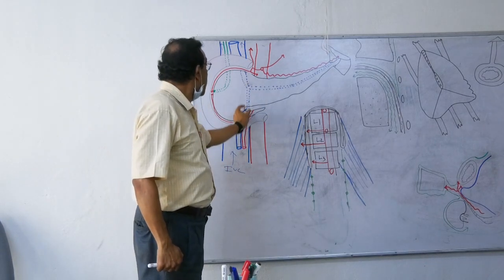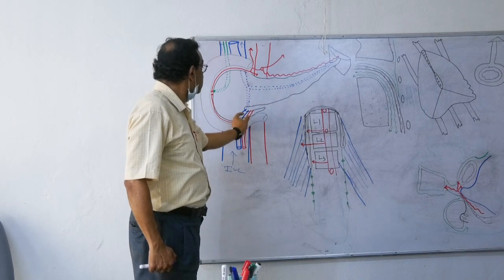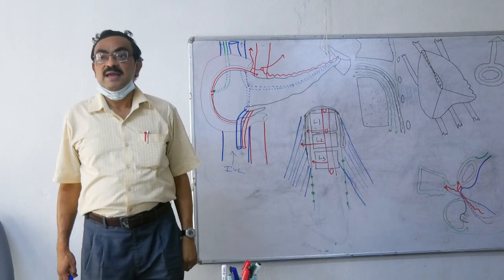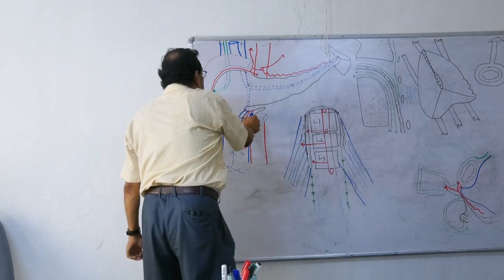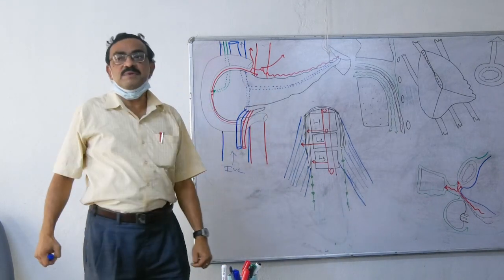Now we come to this area. This is the neck. The neck is a constricted part which is around 2 centimeters.